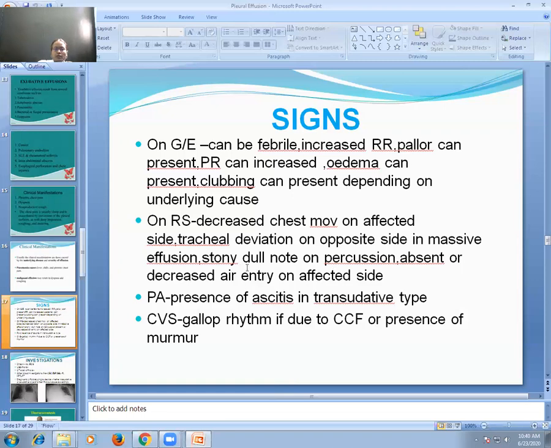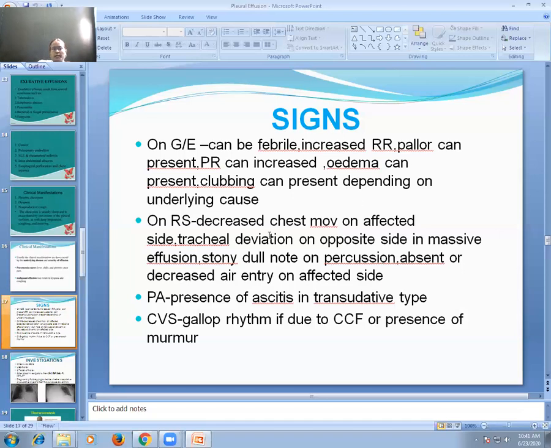What is a stony dull note? If you percuss or tap over the bone, that note is a stony dull note. If you tap or percuss over soft tissue like muscle, that note is a dull note. So normally when you tap or percuss over the chest, in the field of the lung, as the lung contains air, you get a resonant sound. Stony dull and dull are the abnormal notes. So in case of pleural effusion, you get stony dull because fluid is a bad conductor.